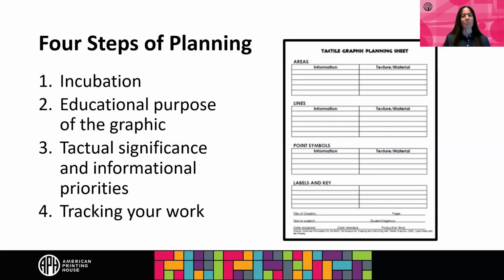The third step in the planning process is determining what parts of your tactile graphic need to be most tactually significant, which have the greatest informational priorities. For example, in a map, are the buildings the most important? Are the streets the most important? Are they equally important? So in the first column on your planning sheet, you're writing down the information that you're going to include in your tactile graphic. And on the right side, you're writing down all of the textures and materials that you want to use. So list your informational items in order of importance or priority so that then you can use the most tactually significant materials to represent them.